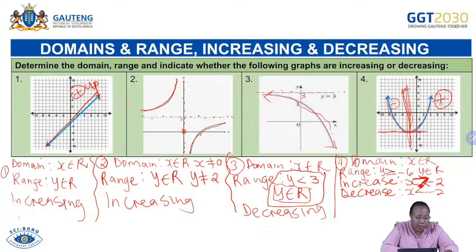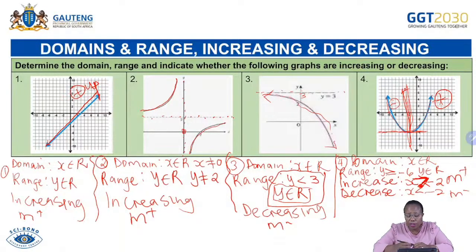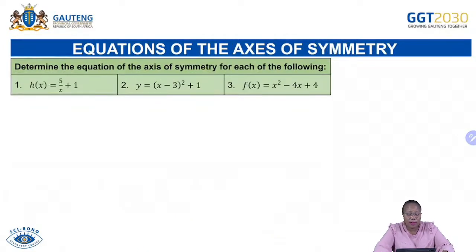So this will also be asked, grade 12: increase is a positive gradient, decrease is a negative gradient, and this one is a positive gradient. So the examiner can ask you in terms of gradients also whether it's increasing or decreasing.